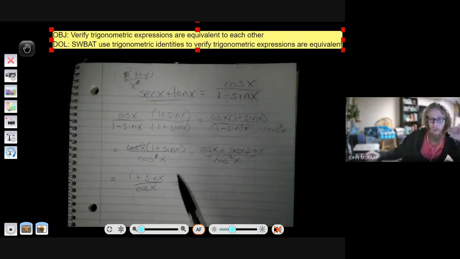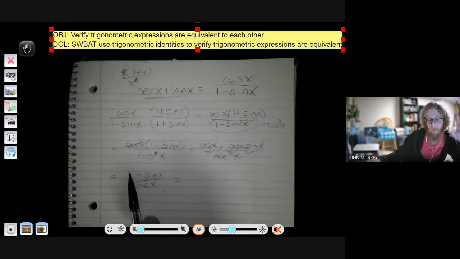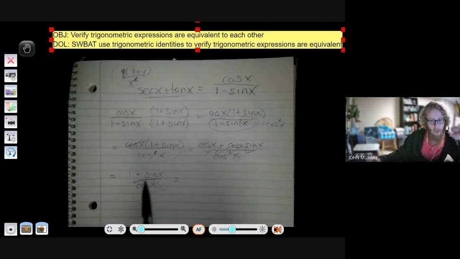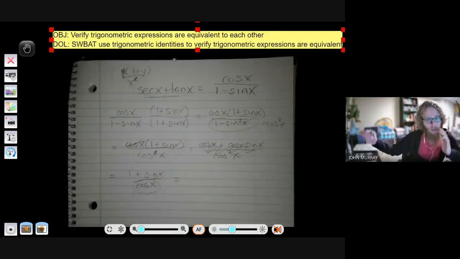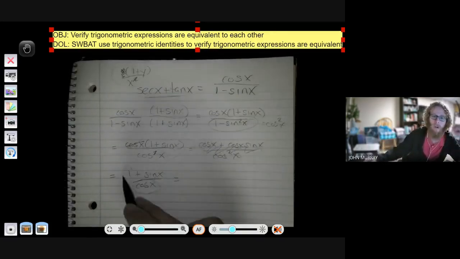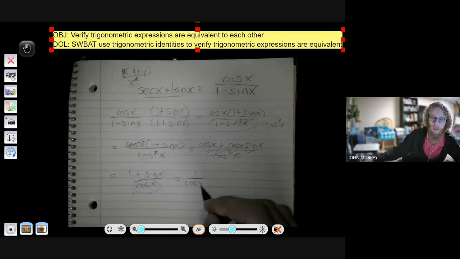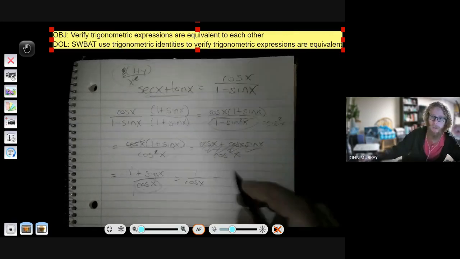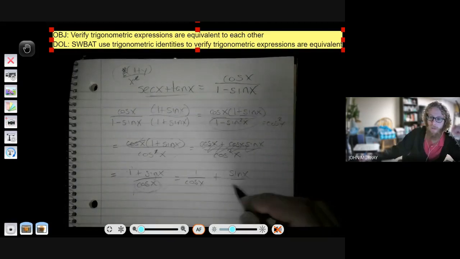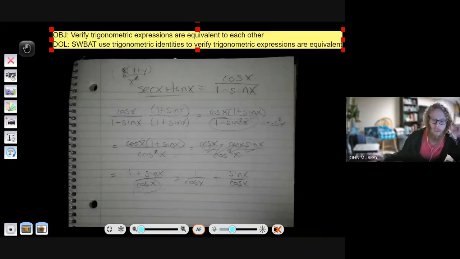Okay, just because we're running a little short of time. So here, as long as it's one term in the denominator, I can split up my numerator by making separate fractions, right? So I can have this 1 over cosine plus sine over cosine.